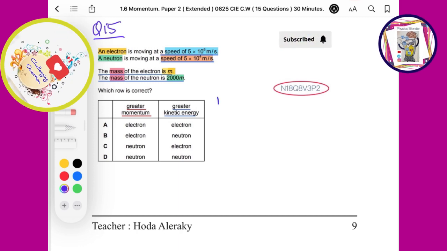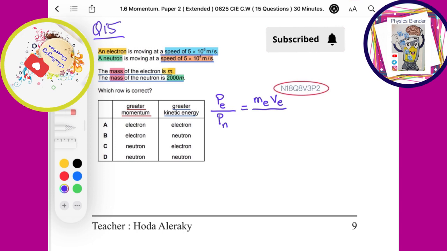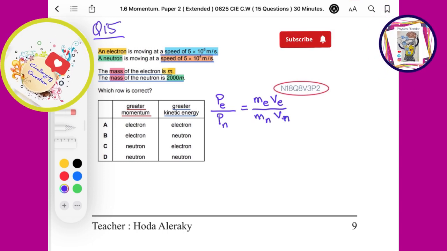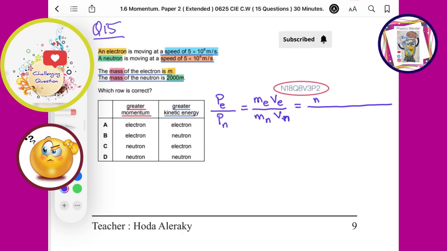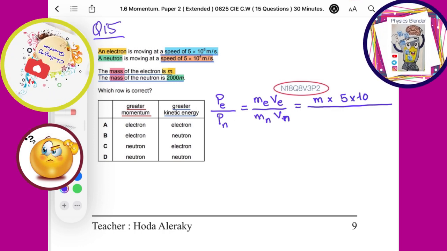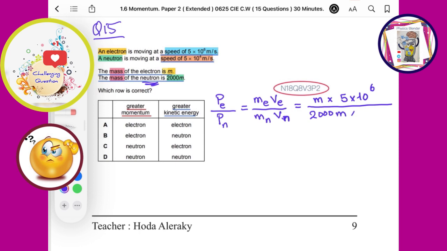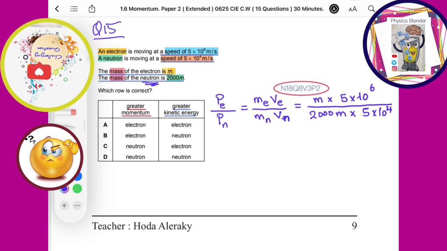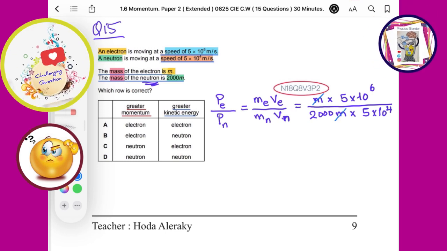So the momentum P, the momentum of the electron to the momentum of the neutron, is mass of electron times velocity of electron, divided by mass of neutron times velocity of neutron. When you substitute, we have mass of electron is m times velocity, which is 5 times 10 to the power of 6. We have mass of the neutron is 2000 m times velocity, which is 5 times 10 to the power of 4. Don't use your calculator, you will waste your time. It's much better when you use your mathematical skills. It will be easier to cancel out here. You have 5 and 5.